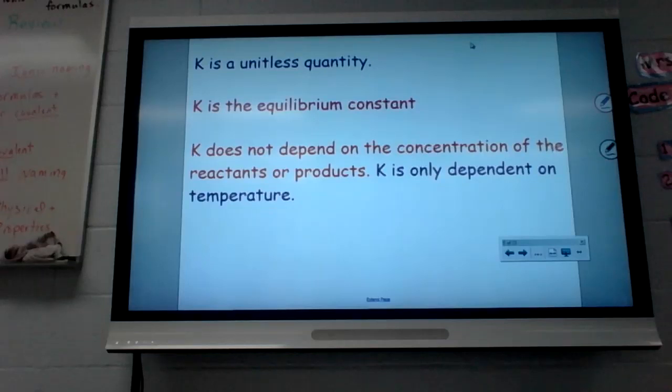Yes, Rosanna. I was going to ask if this is still on the equilibrium constant. Yep. All of it.